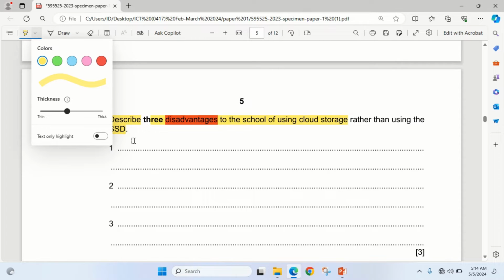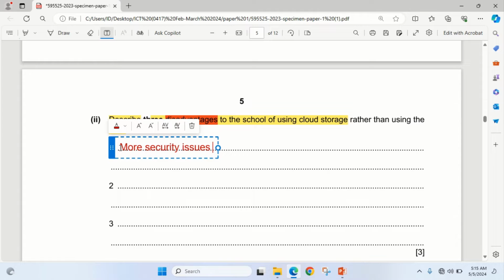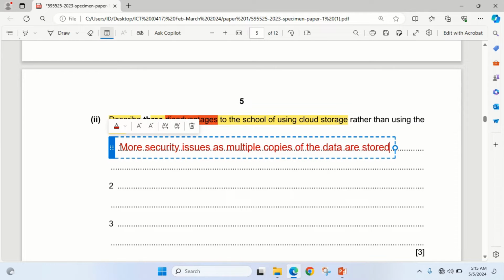So let's go. A disadvantage to the school is that there are more security issues because they are going to have more copies of the data stored, because as this person is working on it, storing the update, another person stores an update, and it continues that way. So they will have more security issues, as multiple copies of the data are stored. So that is very important.